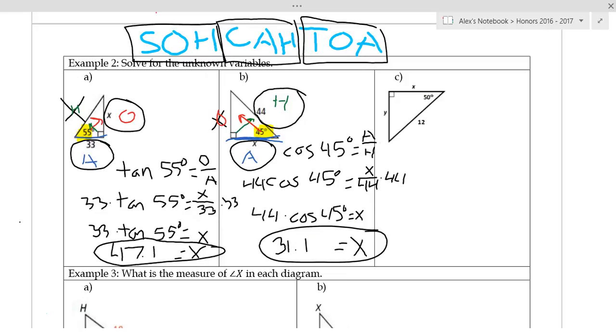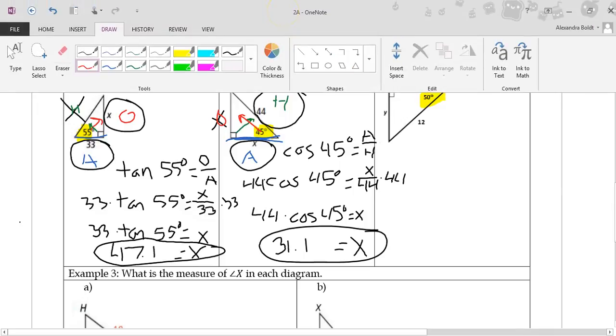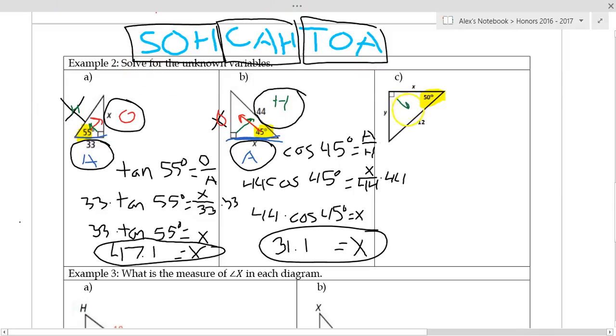Alright, looking at C. Here I have two variables. I have x and y. So I still want to first start by marking my angle. Here's 50 degrees. Let's start with our hypotenuse. Across from the right angle is my hypotenuse. Across from my marked angle is my opposite side. And next to that marked angle is my adjacent side.